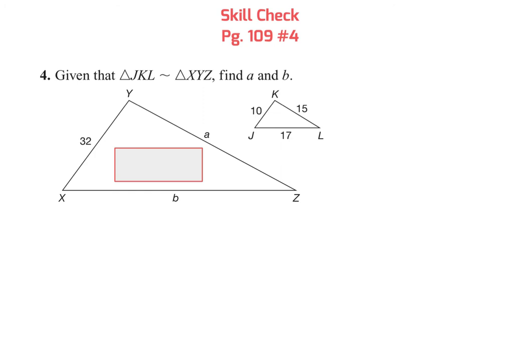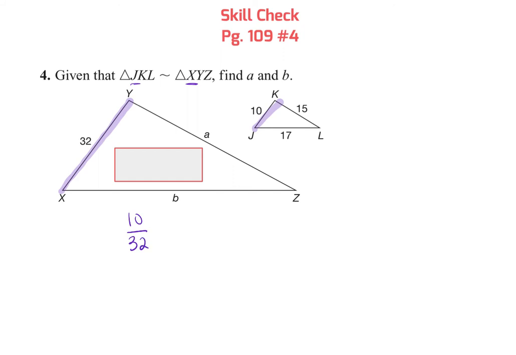Let's talk about this one. They said that JKL corresponds to XYZ. So I have X and Y. That should correspond to JK. So I have XY here. That should correspond to JK. So if I have XY, that corresponds to JK. I have both of those, right? I have a measurement for both of those. Make sense? So my fraction is going to be 10 over 32. That's my fraction for this particular one.